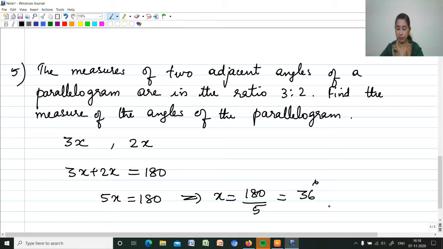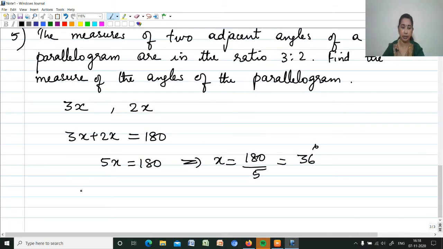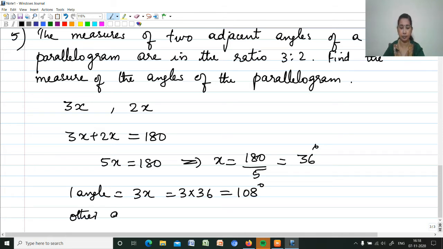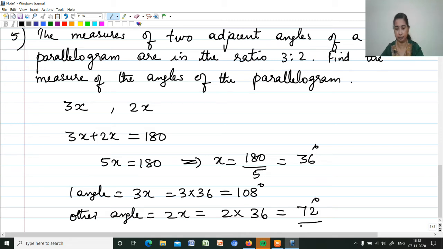So x equal to 36 degrees means what will be each angle? So one angle is equal to 3x, that is equal to 3 into 36, which is equal to 108 degrees, and the other angle is 2x, that's equal to 2 into 36, which is equal to 72 degrees.